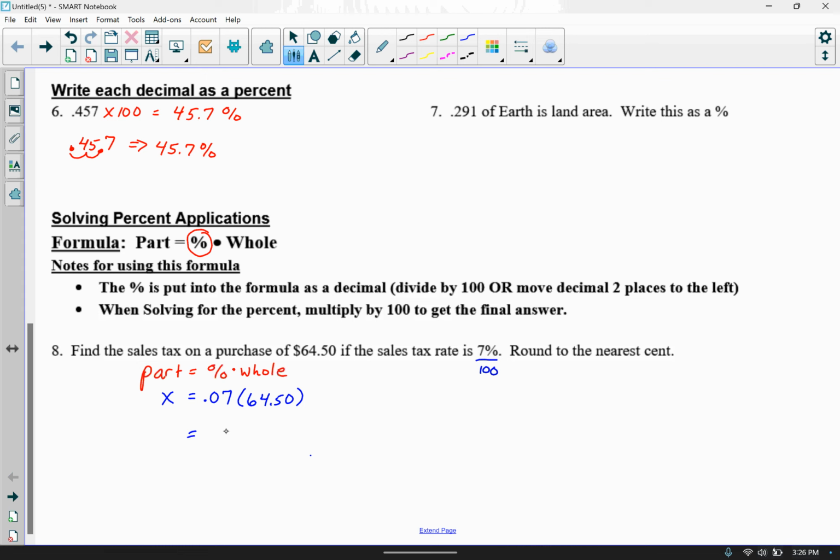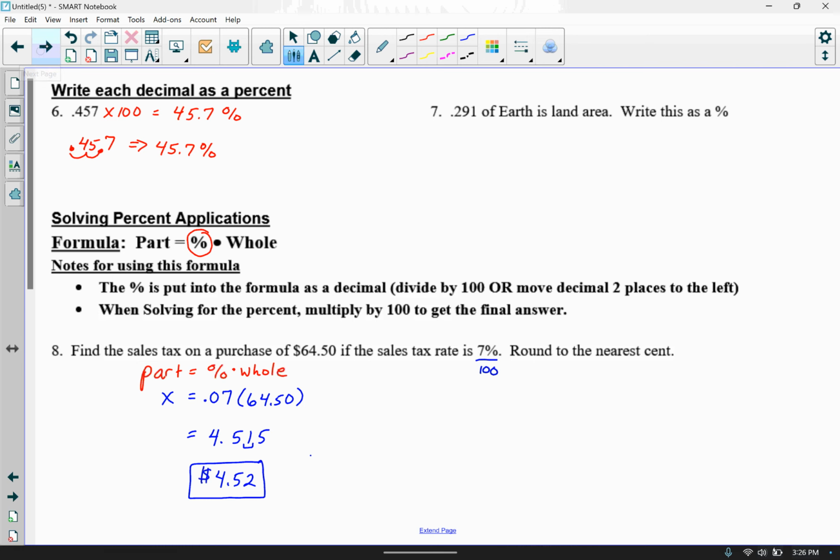If you put that in your calculator, you should get 4.515. I'm rounding to the nearest cent, so remember, cent is always 2 numbers after your decimal. I'm trying to figure out what to do with this 1. The 5 behind it tells me, since it's 5 or more, to round it up. So I'm talking about $4.52 that you would pay in tax. Okay, that's your final answer there.